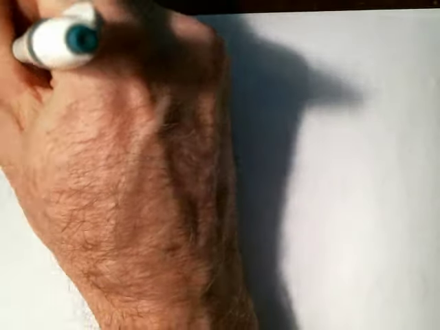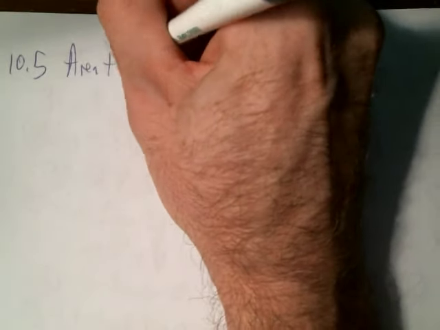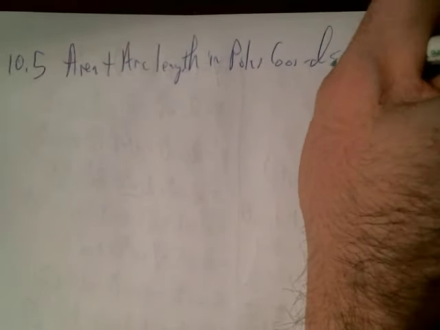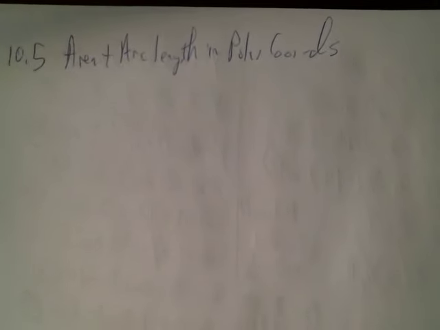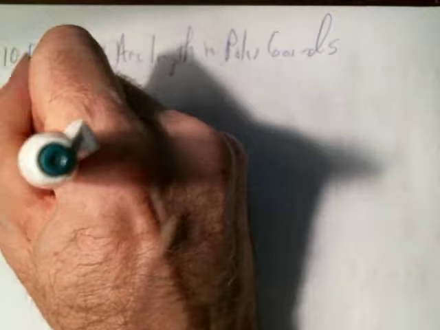Okay, welcome back. This is the last section I need to cover, 10.5, area and arc length in polar coordinates. Okay, so we want to integrate these polar curves, and we can recall back to our Riemann sums. So we first are working with the area problem. So recall how that worked.